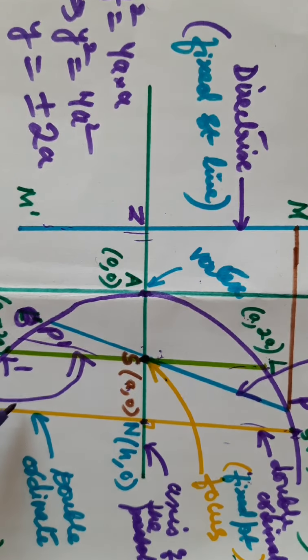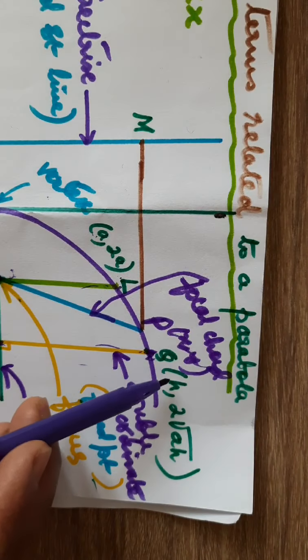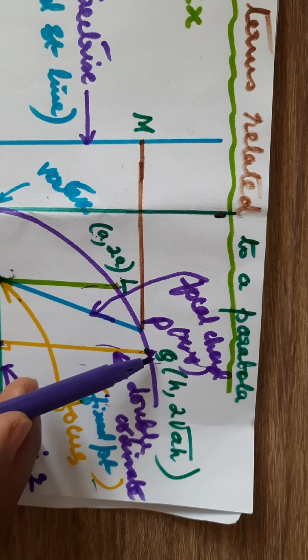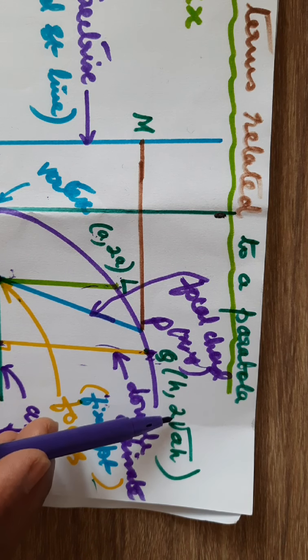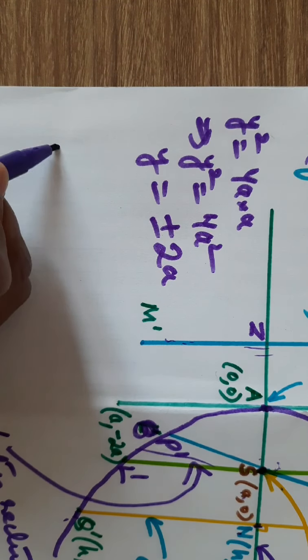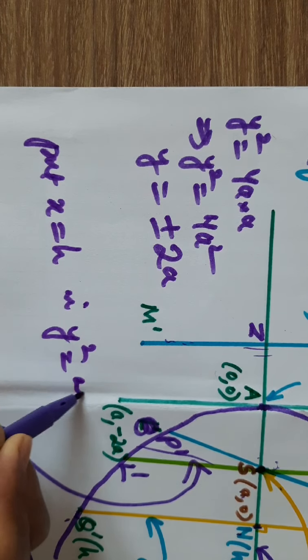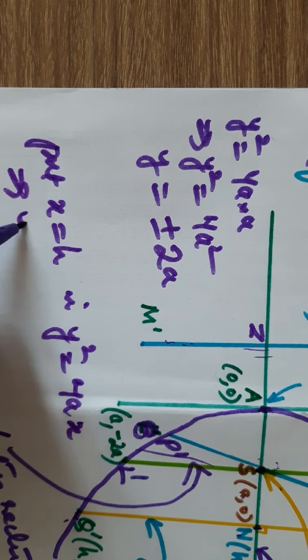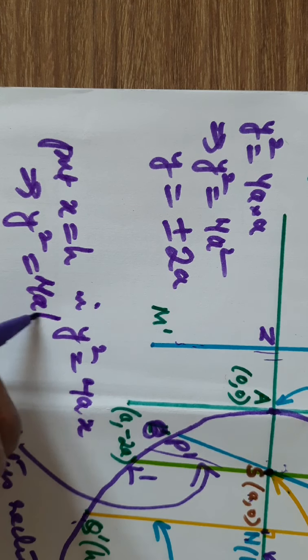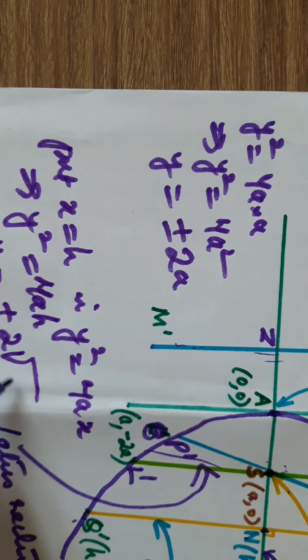So these are the terms that are related to the parabola. And here you can also see that one of the coordinates of Q, this double ordinate, is h, 2 square root of ah. If you take the x coordinate of N, which is on the x-axis, as h, then the y coordinate will be 0. So now put x equal to h in y square is equal to 4ax. Then this will imply that y square is equal to 4ah, and this will imply that y is equal to plus or minus 2 square root of ah.